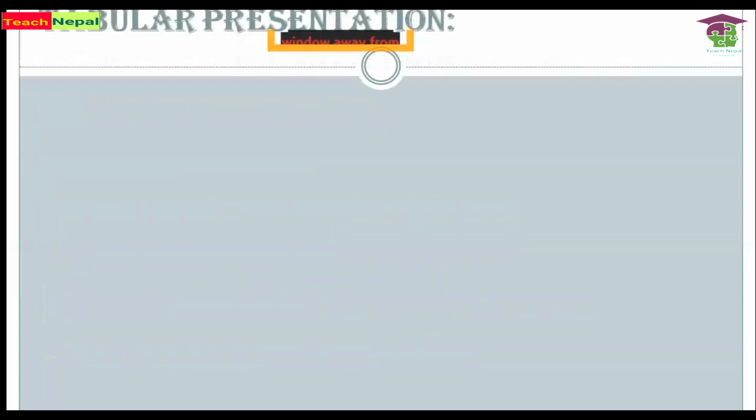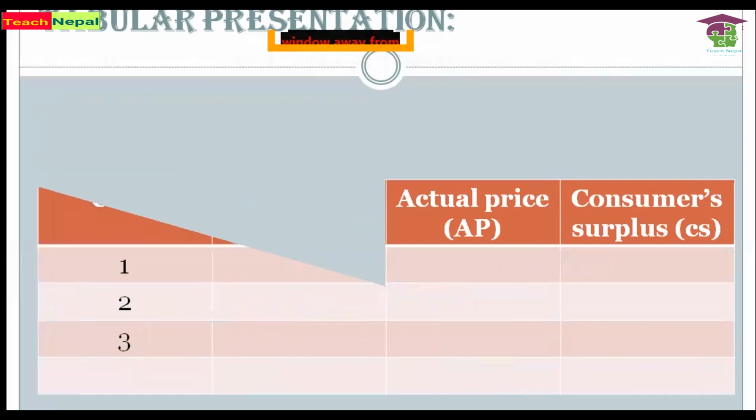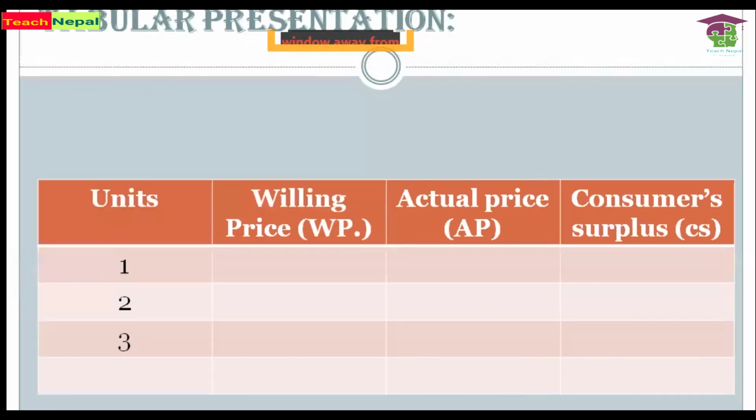These are some basic assumptions of the theory of consumer surplus, and this theory can be further clarified with the example of a table. This is a sample table where there are four columns. In the first column, units of commodity are presented. Second column, willing price. Third column, actual price. And finally, consumer surplus is presented.